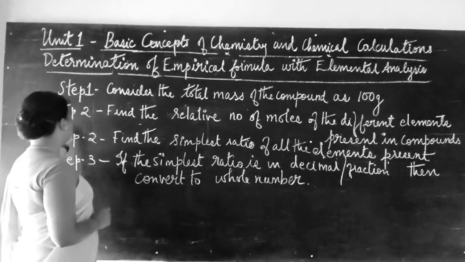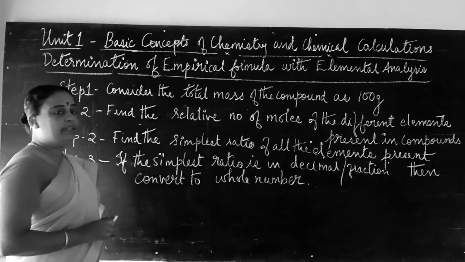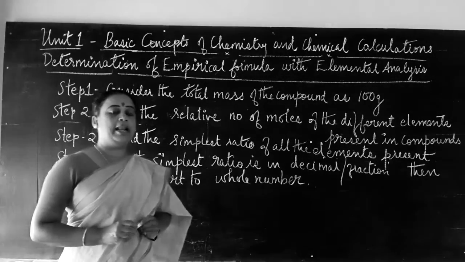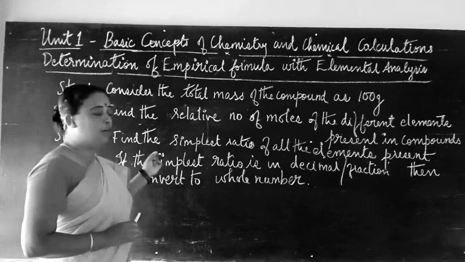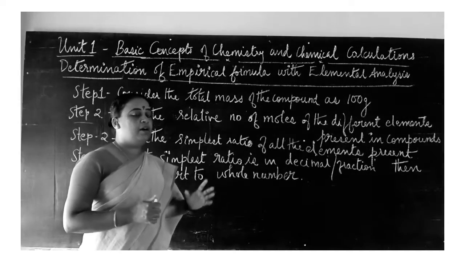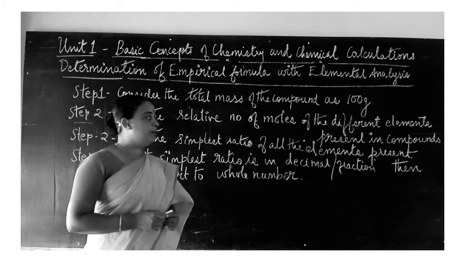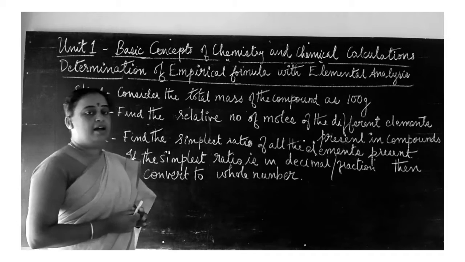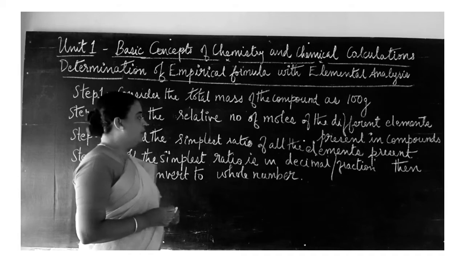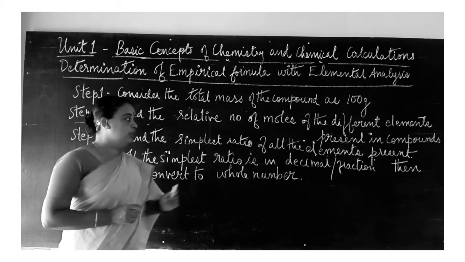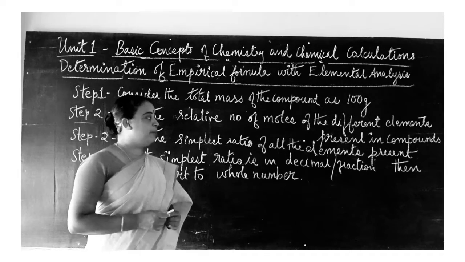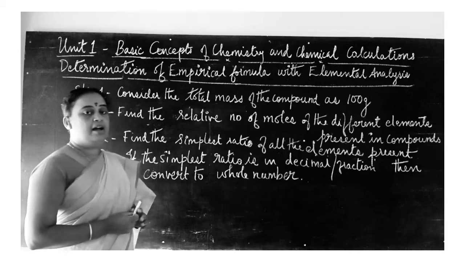Then the second step: find the relative number of moles of the different elements present in the compound. We have to find the number of moles of each element present in the compound. That is the second step. Now the third step, we will find the simplest ratio of the moles of the different elements present in the compound.